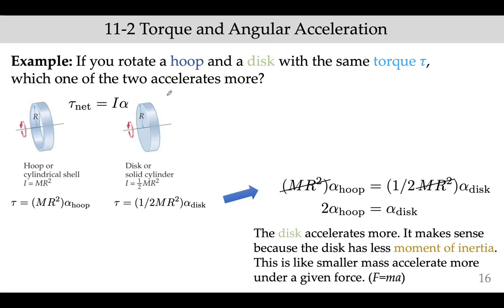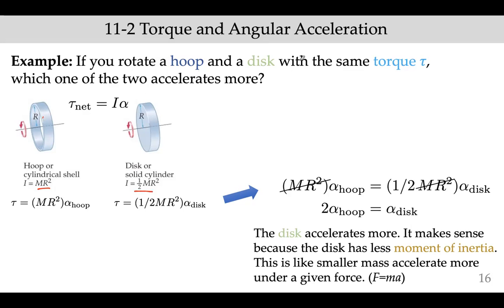Here is another example. If you rotate a hoop, it has this shape. The inside is empty. It's a cylindrical shell, and its moment of inertia is mr squared. If you rotate a disk, it's this shape. It's the same as a solid cylinder, and its moment of inertia is 1/2 mr squared. See, there's a difference of 1/2.